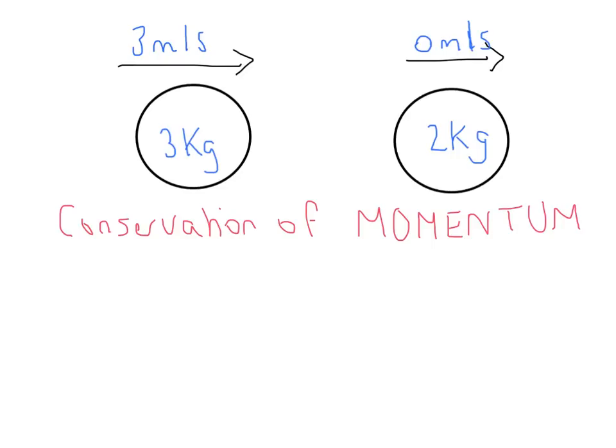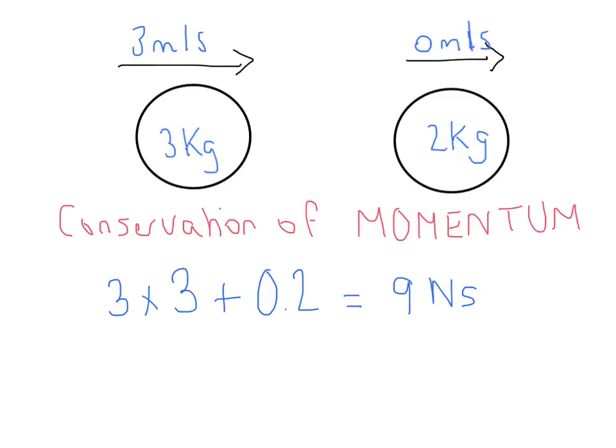So for the one on the left, the momentum is 3 times 3. And considering the one on the right, you've got 0 times 2. That gives you a total of 9 Newton seconds. So that's the momentum before. So we know that this must be equal to the momentum after.